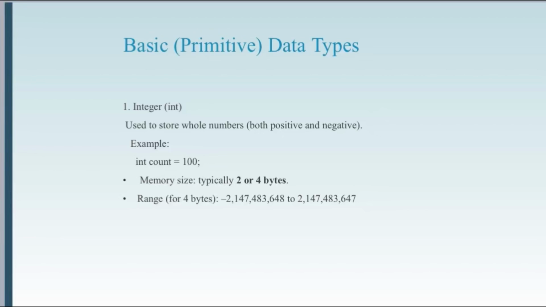In basic or primitive data types, the first one is integer. It is used to store whole numbers, meaning both positive and negative numbers. For example, int count = 100. The memory size of integer is 2 or 4 bytes.